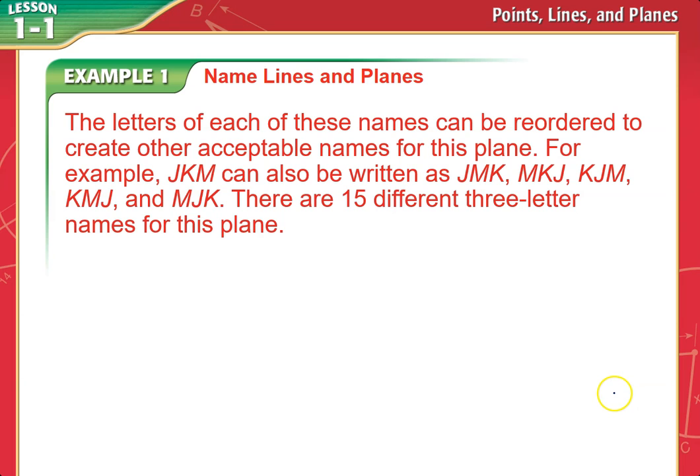The letters of each of these names can be reordered to create other acceptable names for this plane. For example, JKM can also be written as JMK, MKJ, and KJM. KMJ and MJK. There are 15 different three-letter names for the plane that you just saw.